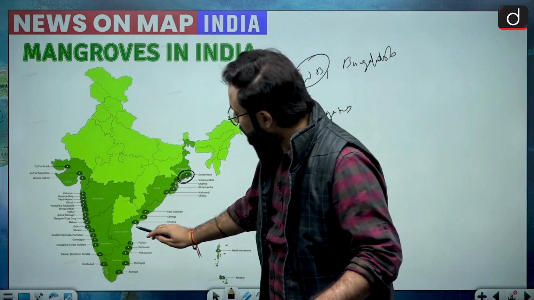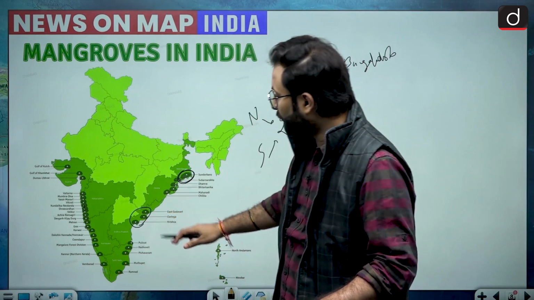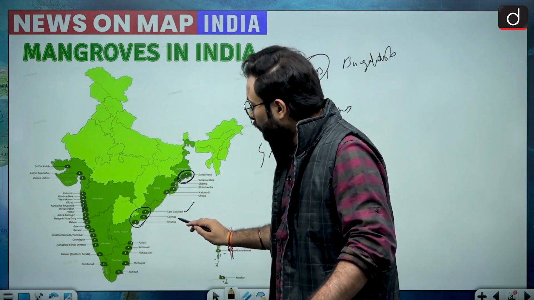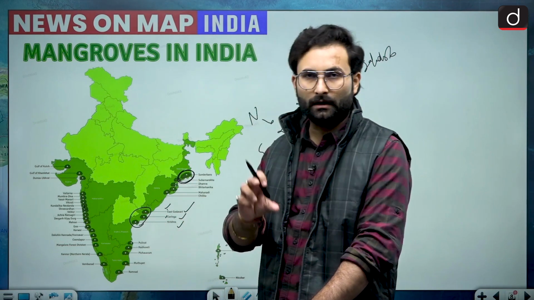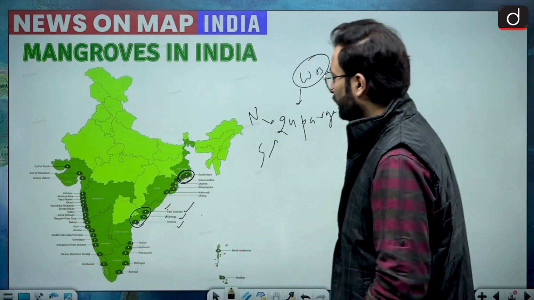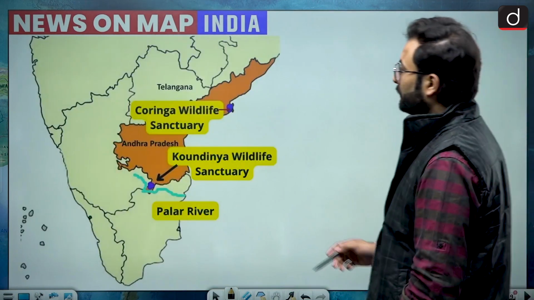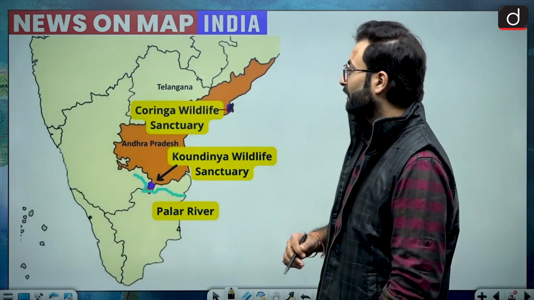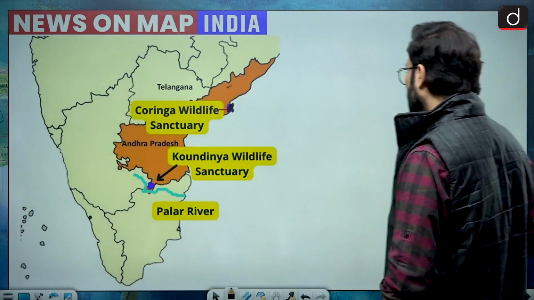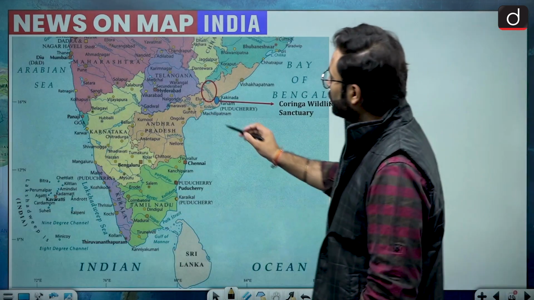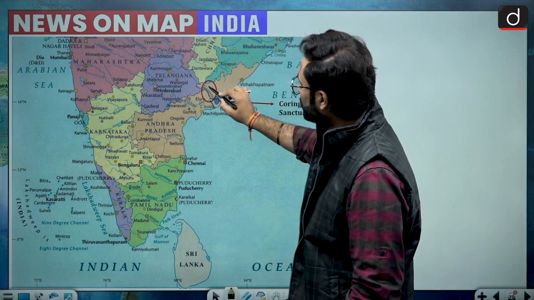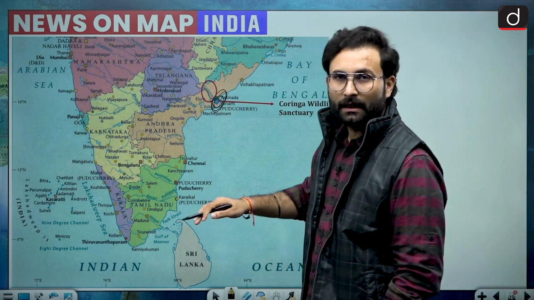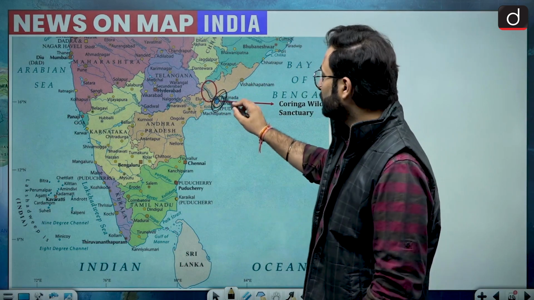And then here you can see in Andhra Pradesh there are different mangroves: East Godavari, Coringa, and Krishna. East Godavari and Coringa are basically on the river system of Godavari, which is meeting the Bay of Bengal here. Here you can see this is the location of Coringa Wildlife Sanctuary in Andhra Pradesh. And looking at the Godavari system, this is the Godavari, this is East Godavari, this is Coringa. So this is the area of the confluence of Godavari with the Bay of Bengal. That is why this is a mangrove.